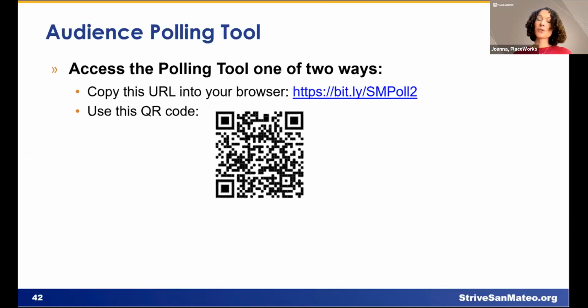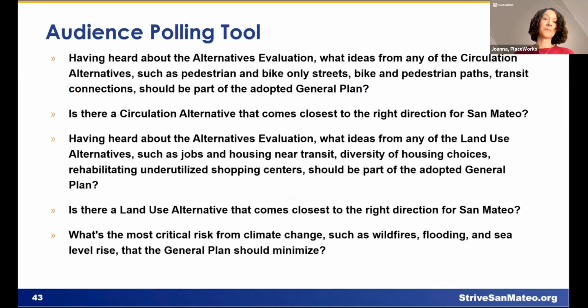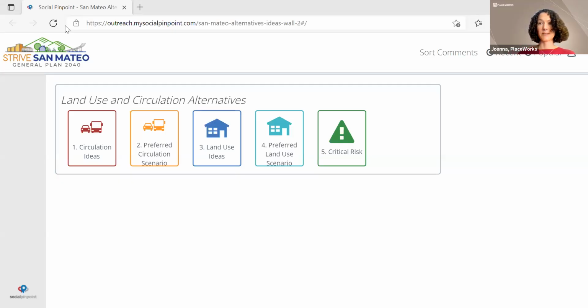And we also want to think about the risks that San Mateo is going to be focusing on, especially the climate risks. We've heard in this conversation already about environmental sustainability. To you, what's the most critical climate risk that you would want to see the general plan address? So these are the questions that we're going to be answering. Those questions are available for you in the tool itself, but I just wanted to give you a preview. Let's hop into the tool and see what kind of responses are coming in so far.